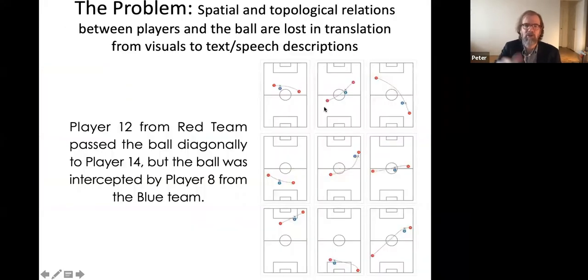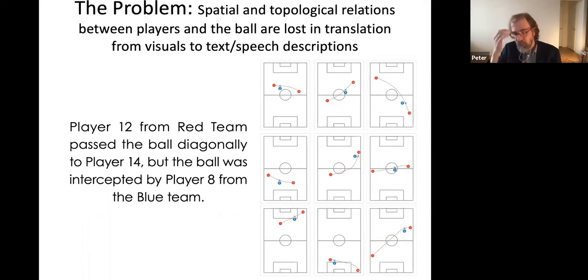So this would be another version of a way of describing the problem that I touched on earlier with the financial chart. In this case, you could have the spoken or written description: player 12 from the red team passed the ball diagonally to player 14. The ball was intercepted by player 8 from the blue team, okay? Now, on the right, you've got 9 different diagrams showing all of the various structures that could have happened on the soccer field that correspond to that, okay?